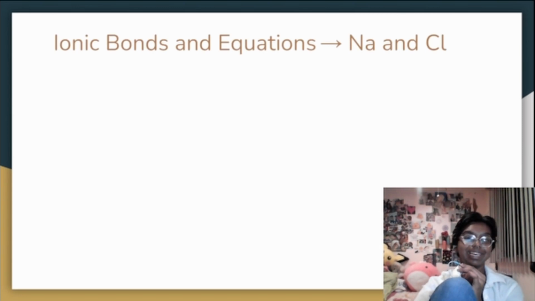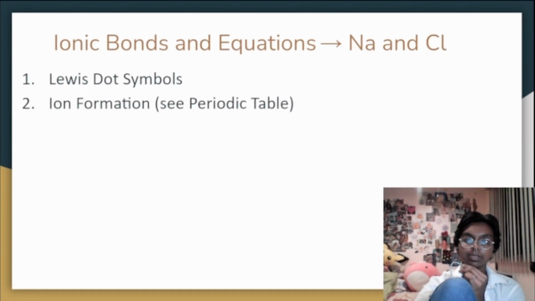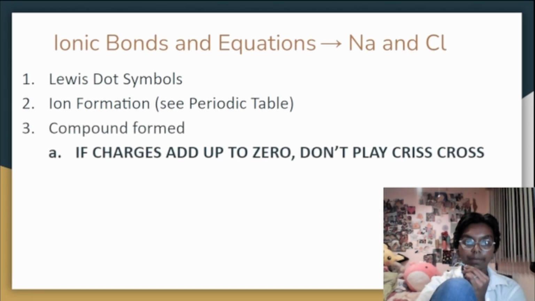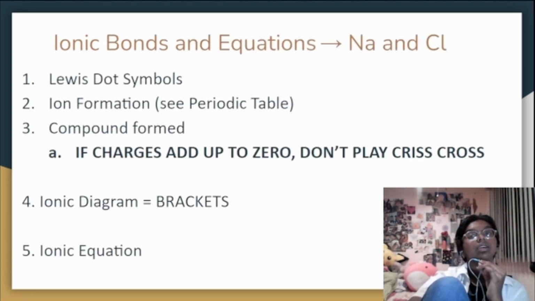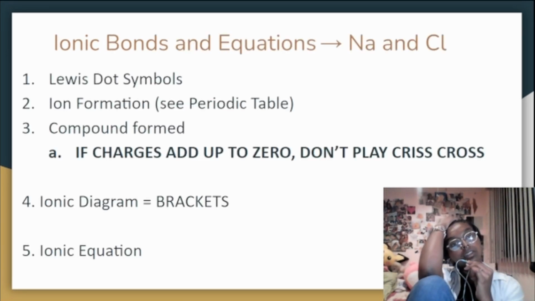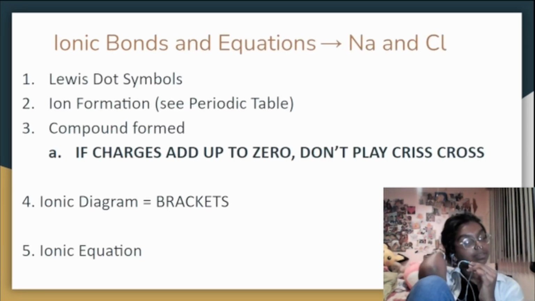Ionic bonds and equations. Na and Cl. Lewis dot structures, symbols, structure. Lewis dot symbols. Ion formation. And then a compound is formed, right? Okay, it doesn't show you, so I gotta actually. I don't have space to show you. Okay, whatever.